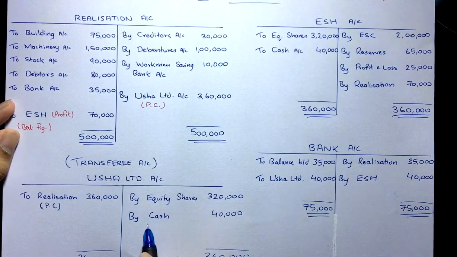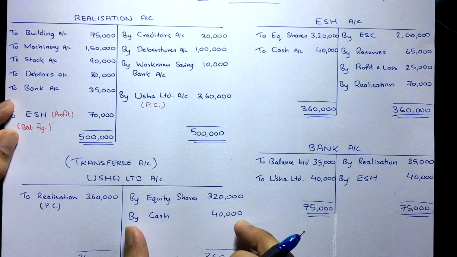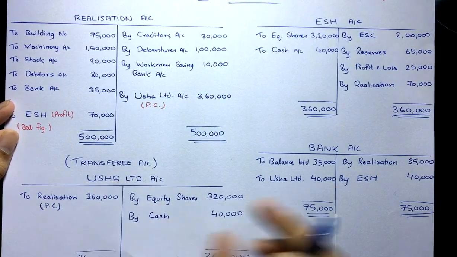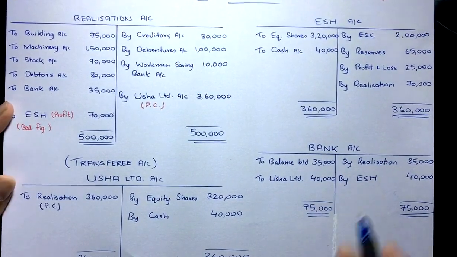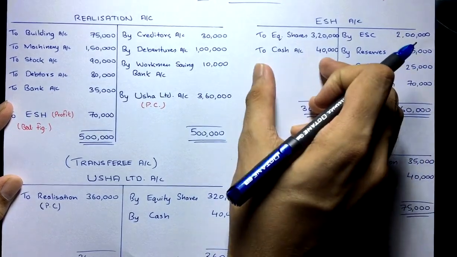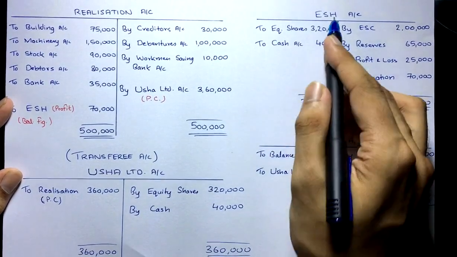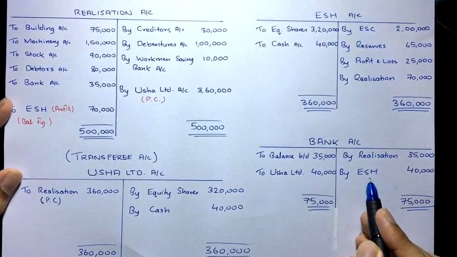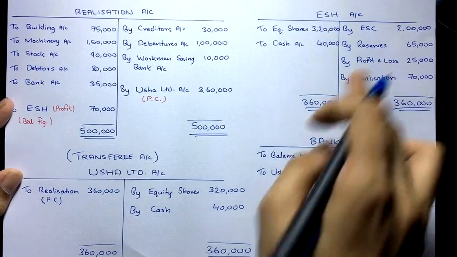Yeah, so you have to make the cross posting of this. By cash, so here it will be to Usha Limited on the opposite side, right? By cash in the Usha is there, so in the bank it will be to Usha Limited, 40,000. Cross posting, simple. And then see, in the equity shareholder account you have got cash over here on the debit side, so it will come on the credit side by the name of the account. So by equity shareholder account, 40,000. Simple. Cross posting from all the accounts.